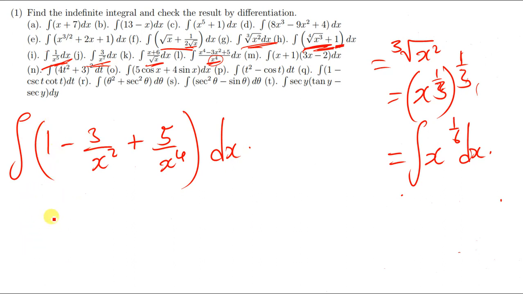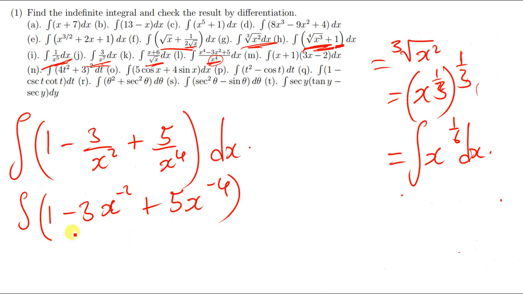So the integral of 1 is just x. Before you integrate, first you can simplify the expression. Let's simplify it further. So this can be written as the integral of 1, then we can also write this as 3x to the power negative 2, then plus 5x to the power negative 4, with respect to x. So integrating this one is now straightforward.